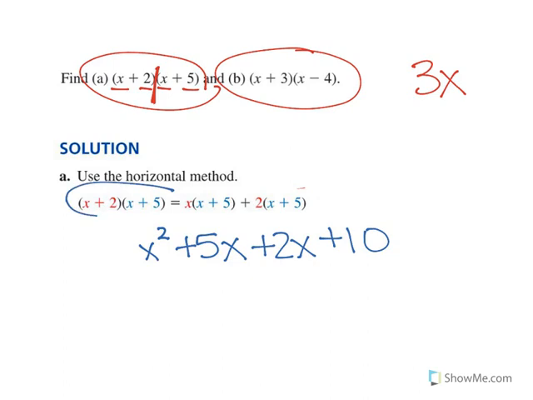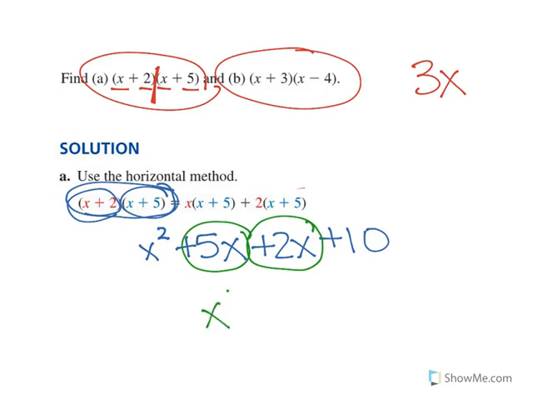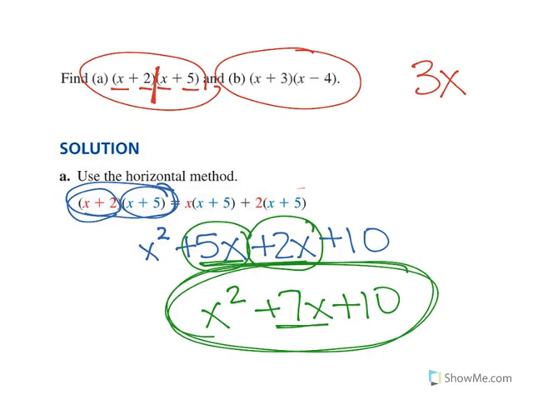Okay, so we started with 4 pieces, 2 pieces here and 2 pieces here, right? And we ended up with 4 pieces. However, we're not done because we've got these 2 x terms in the middle that are like terms. So you can add those together, combine those like terms, and get 7x, and that's your answer. Okay? For the most part, when we are doing this, we're multiplying binomials, and we're going to end up with a trinomial.